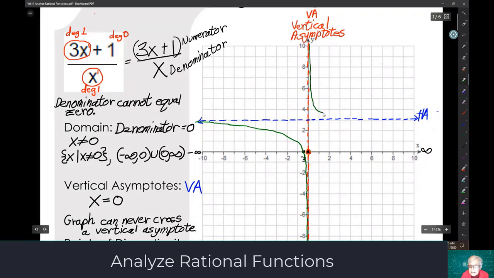And as the x's get larger and larger, this graph gets closer and closer and closer to the horizontal asymptote. Like I said, usually the graph will not cross the horizontal asymptote, but it can cross it close to the y-axis. So you'll probably experience that.